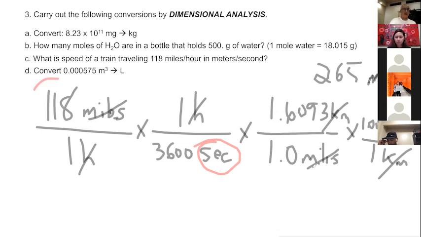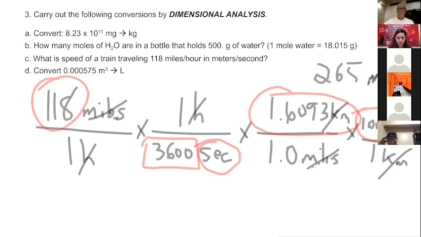So now I just multiply 118 times 1.6093 times 1,000, and I divide it by 3,600. And that gives me the answer in meters per second. So let's see what that is. It's 118 times 1.6093 times 1,000 divided by, nope, I've already screwed it up. 1.6093.